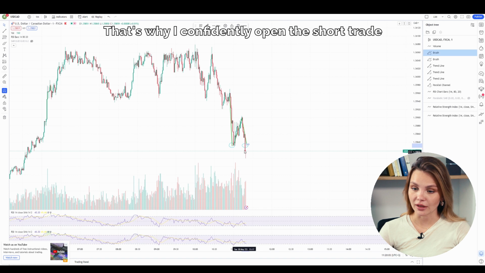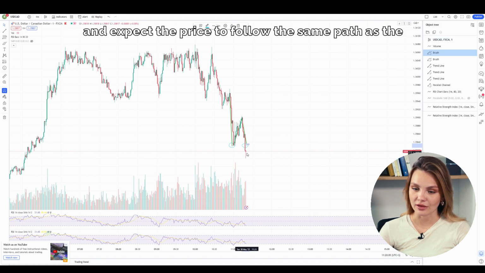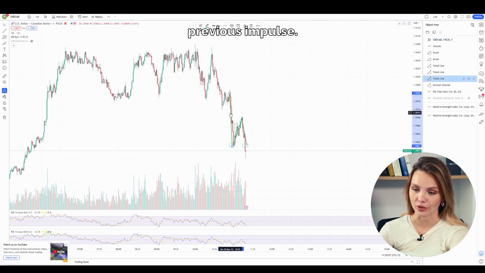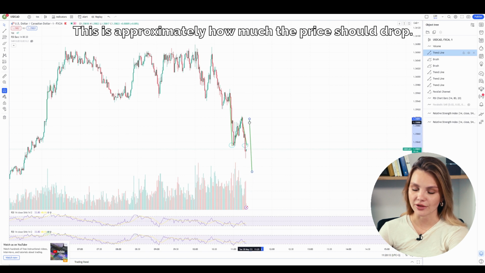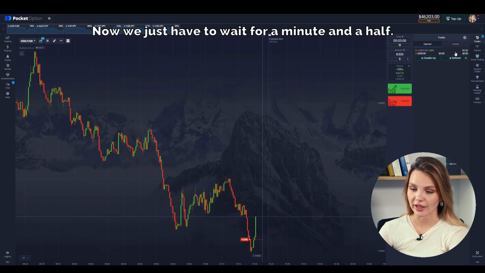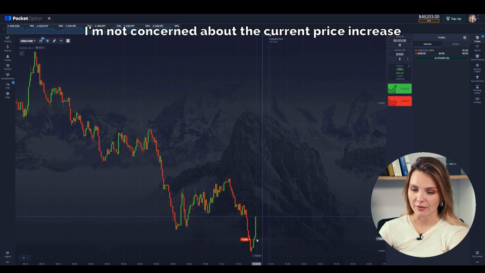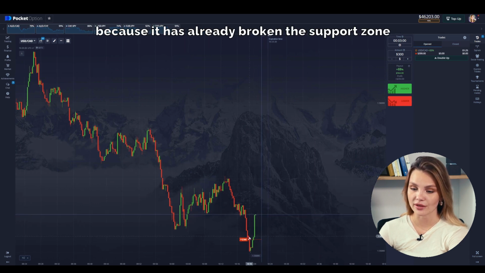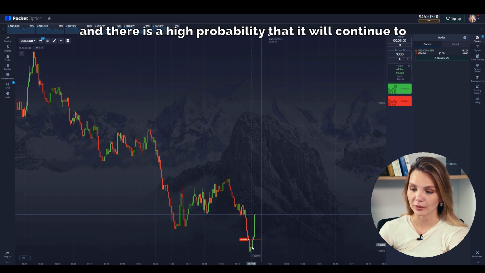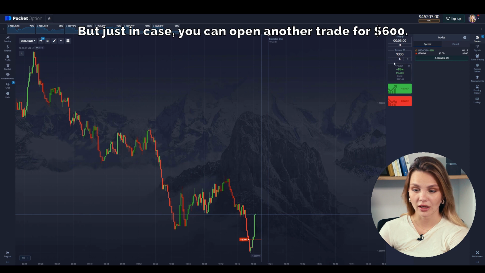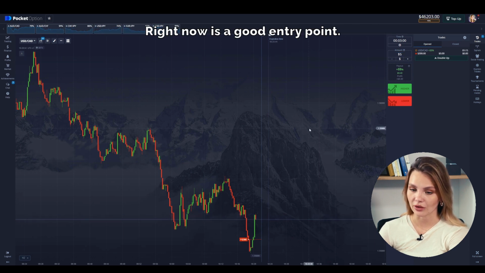That's why I confidently open the short trade and expect the price to follow the same path as the previous impulse. This is approximately how much the price should drop. Now we just have to wait for a minute and a half. I'm not concerned about the current price increase because it has already broken the support zone and there is a high probability that it will continue to fall. But just in case, you can open another trade for $600. Right now is a good entry point.